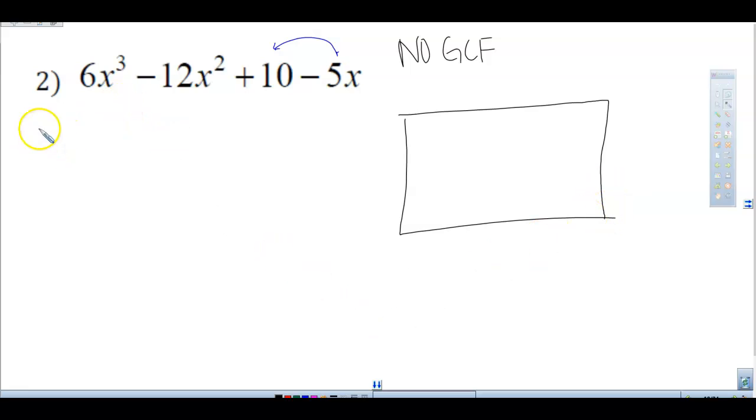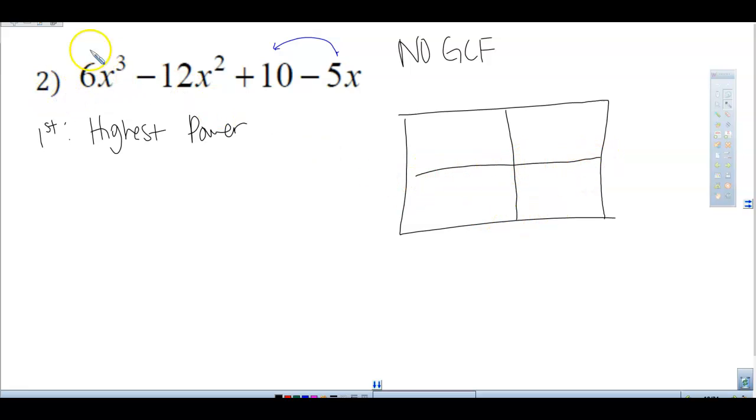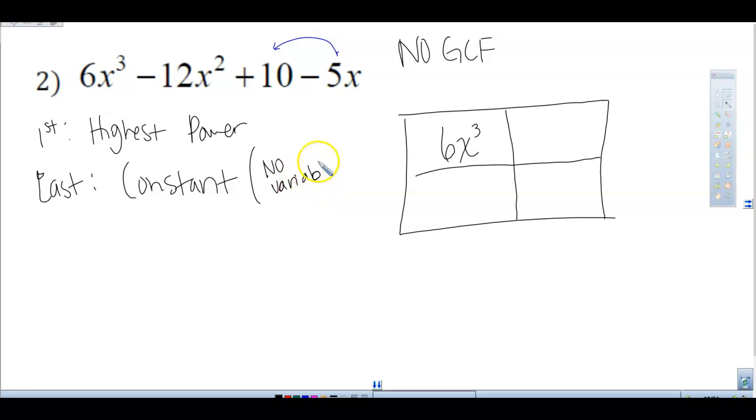Okay? So in the first box, you want to get whatever has the highest power, meaning the exponents. So which one is my highest exponent? The cubed one, right? So I gotta put the 6x cubed. And then for my last box, I need to put the constant, meaning the one that has no variable. So which one has no variable? The 10. So the 10 goes in this last box right here.